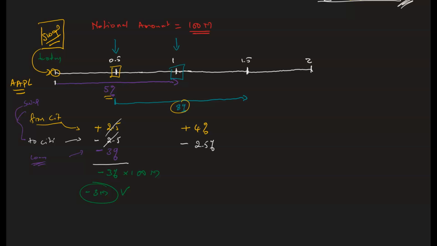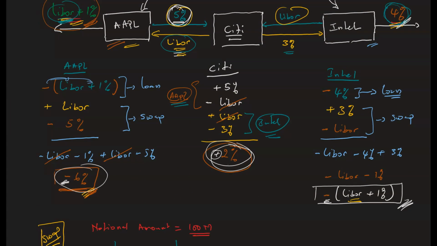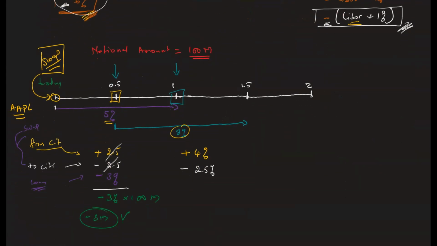That's fixed there. And what about the loan? Well, the loan was LIBOR plus 1%. Remember? So the loan was LIBOR plus 1%. And so they're going to be paying LIBOR, which is 8%, plus 1%. That makes it 9% divided by 2, which is, in this case, 4.5%. So they're going to be paying minus 4.5%.